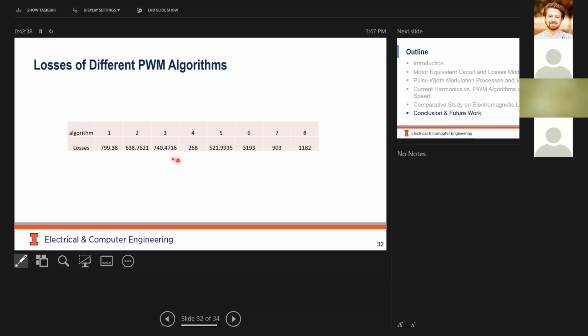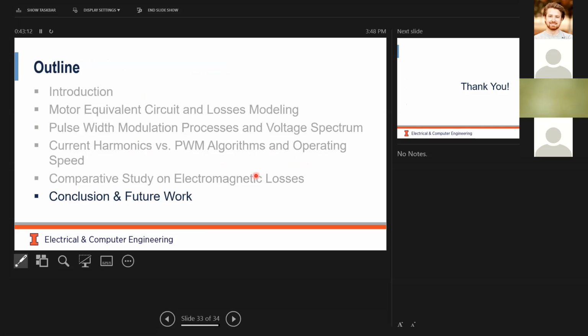And the sinusoidal PWM is good, has relatively lower losses. And the space vector method has higher losses, but they can go up to higher voltages. So eventually the total system design will need to consider what's more important and what are the main constraints in your system.